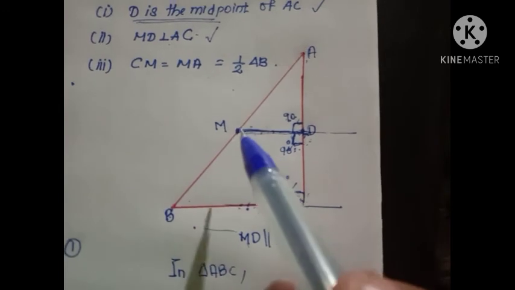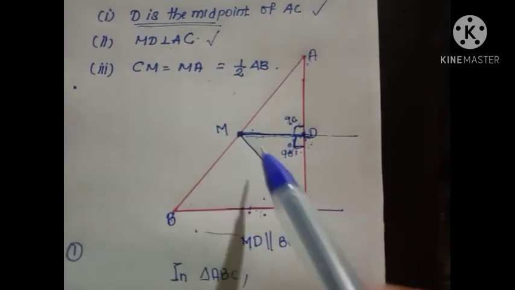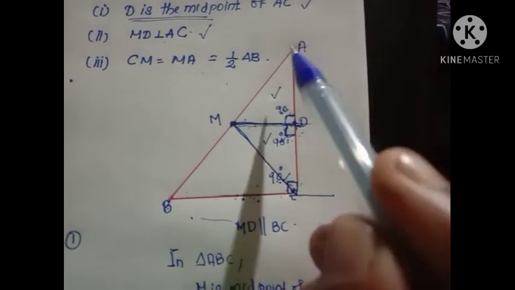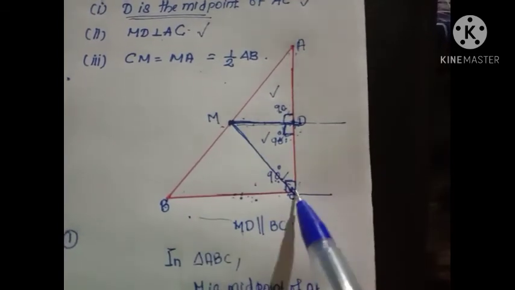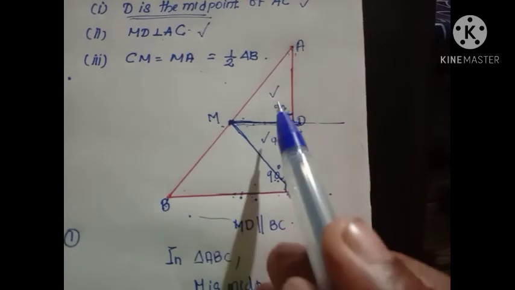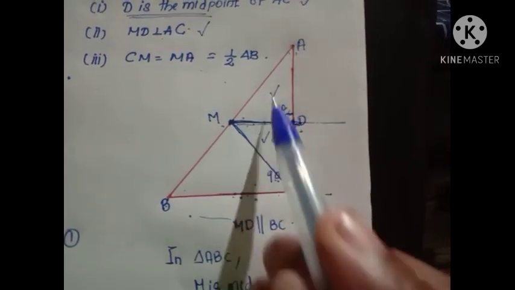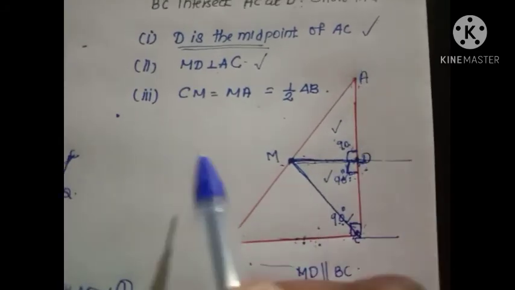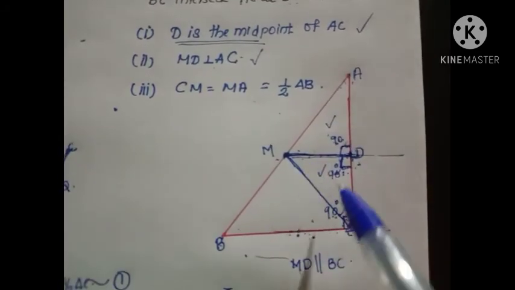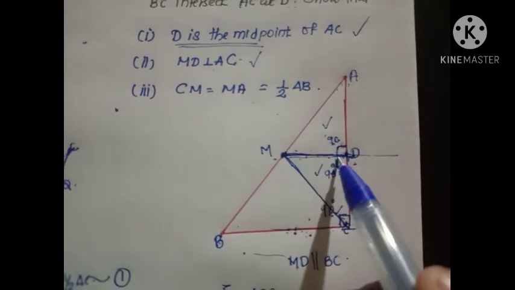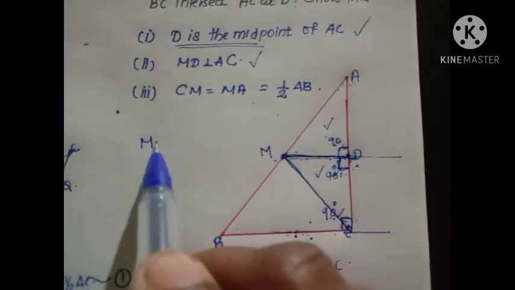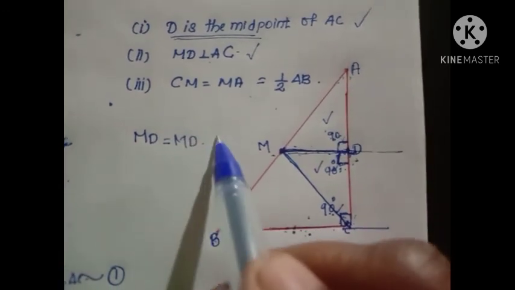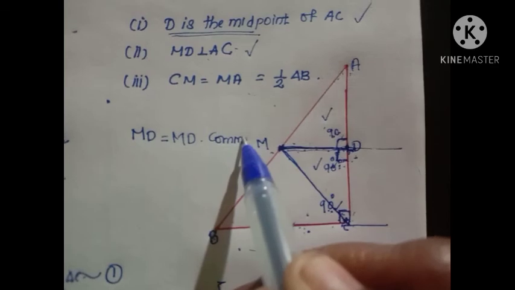Okay. For this, join MC. So, we have two triangles AMD and CMD. Then we prove these two triangles are congruent to each other. Let's see. In triangle AMD and CMD, this side MD is common. MD is equal to MD. Common side.